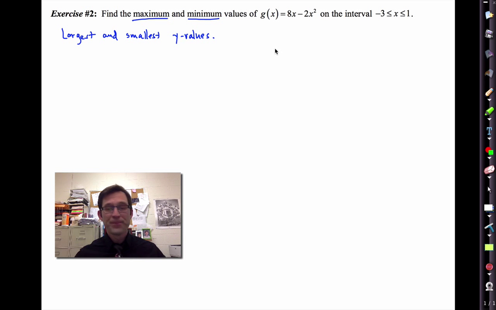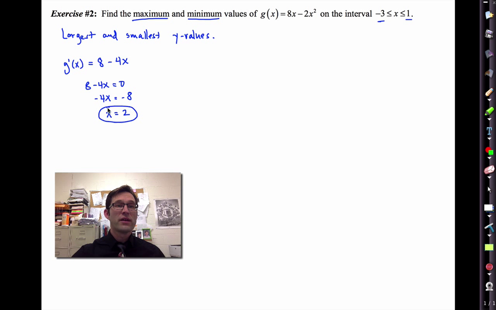All right, let's go through it. We know that the largest and smallest y value can occur at either -3, at 1, or at a critical value. So first things first, let's find g prime of x. That's going to be 8 minus 4x. If we set 8 minus 4x equal to 0, we get -4x is equal to -8. Divide both sides by -4, and we get x is equal to 2. So we have one critical value, x equals 2.